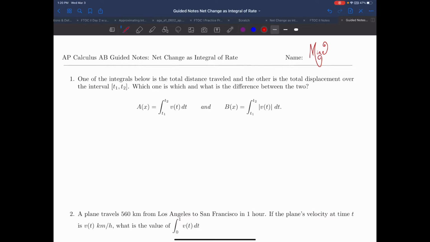We'll be working with the net change as an integral of rate. So we'll just jump into this one using these guided notes. Let's look at problem number 1.